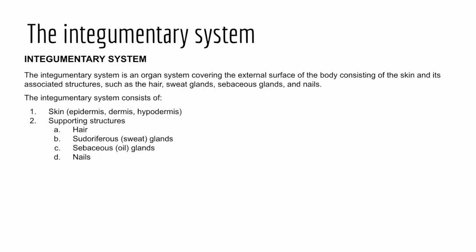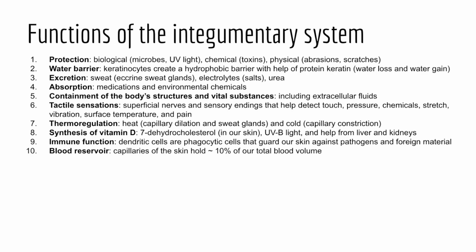Our textbook defines the integumentary system as an organ system covering the external surface of the body, while also consisting of things such as our hair, our sudoriferous glands or sweat glands, our sebaceous glands or the oil glands, and our nails, both fingernails and toenails. To appreciate the importance of the skin, let's start our lecture with an understanding of the various functions of the skin, for which I've listed 10 functions here.